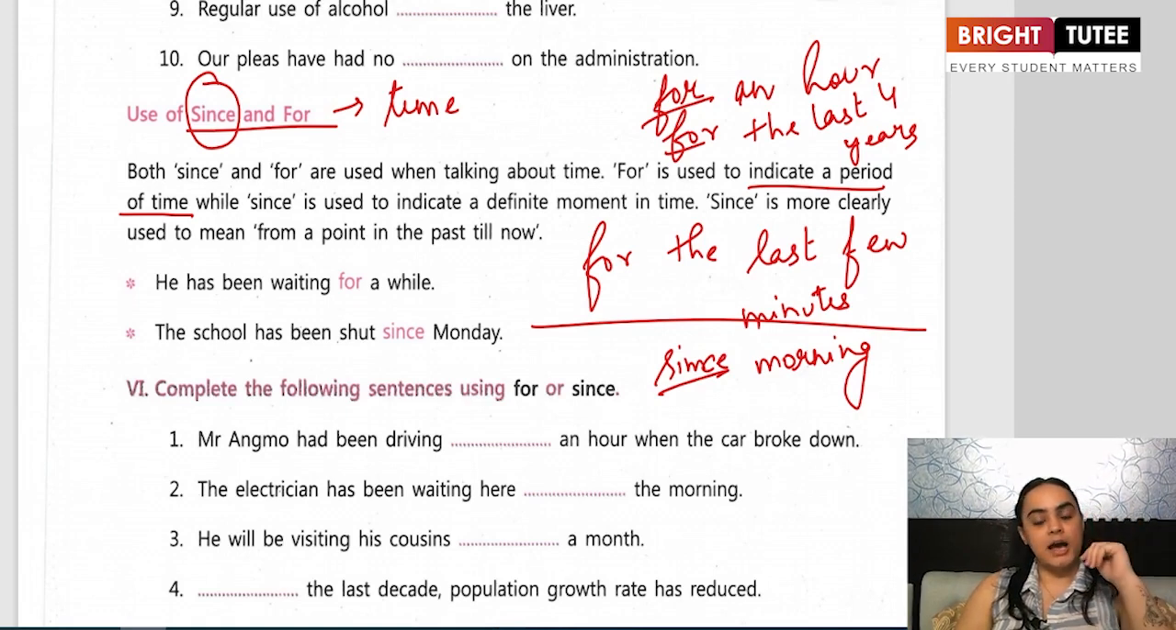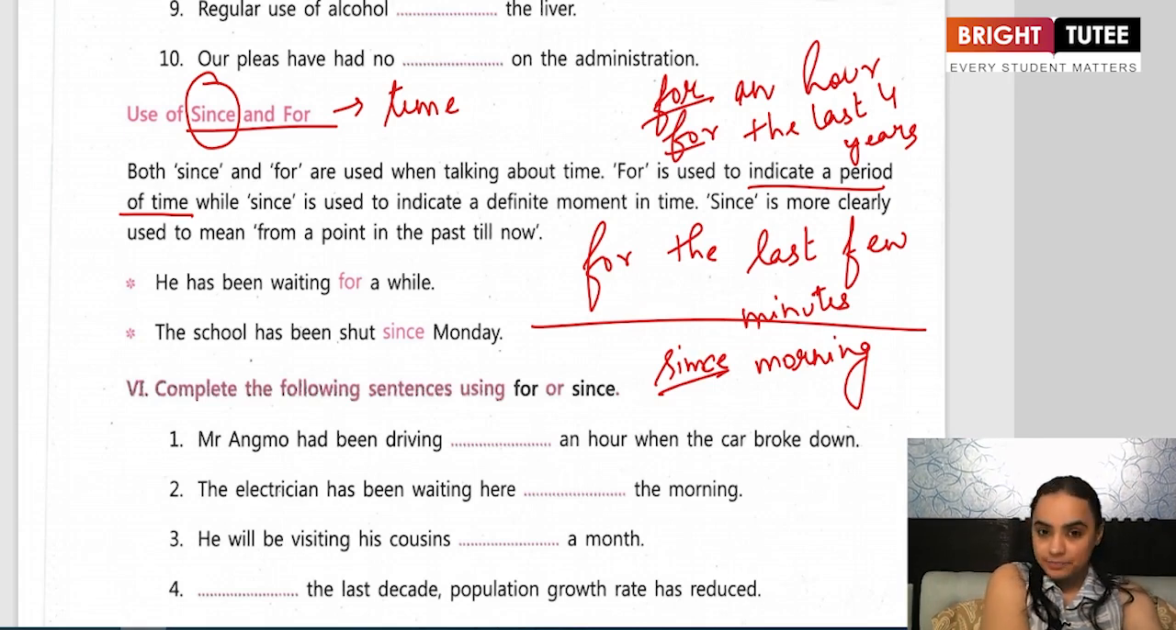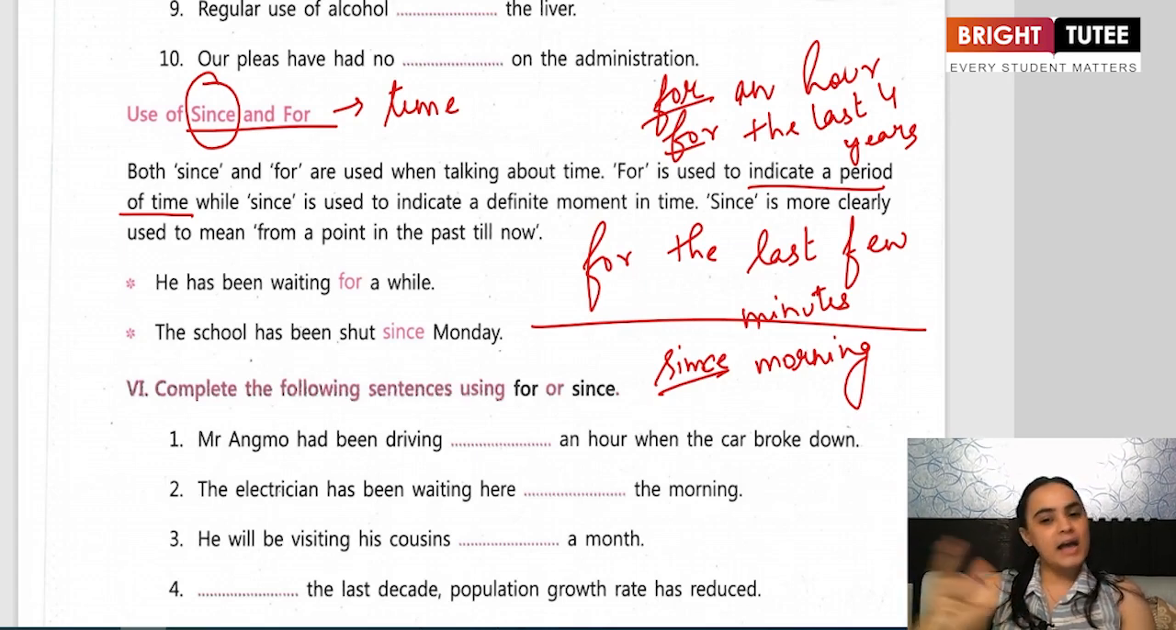My sister has not called me since Monday. So it began in the past. That is, it began on Monday and is still continuing. So since Monday, since Tuesday, since June, since July, and so on and so forth. So when something began in the past and it continued and it ended just now, we use "since".